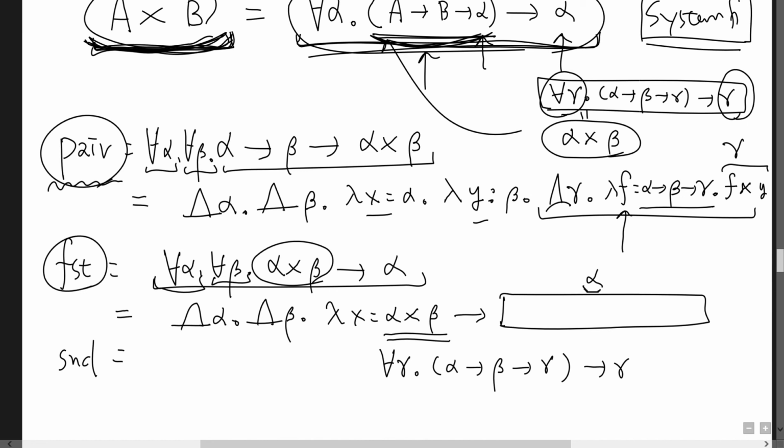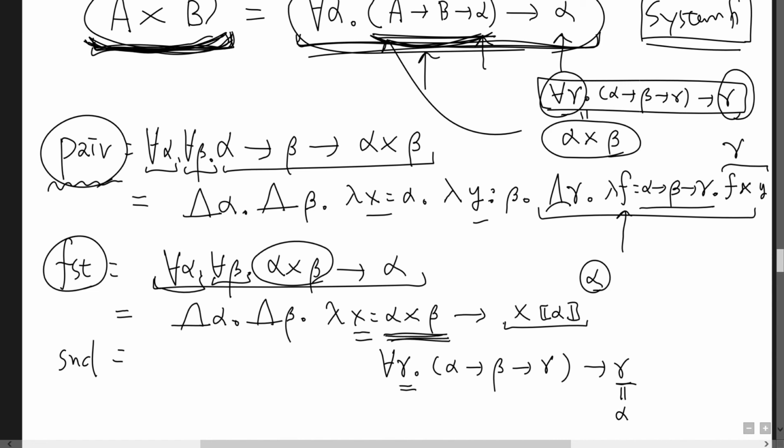Then how do we build an expression of type alpha? So gamma is going to be alpha. Therefore, you have to first instantiate gamma to alpha. All right. So what that means is that x has type alpha times beta. So x applied to alpha has type alpha arrow, beta arrow, alpha arrow, alpha.